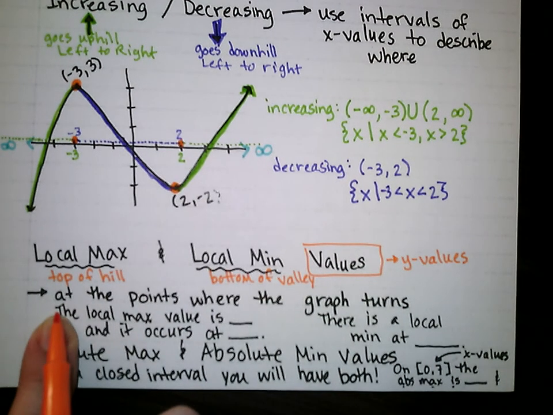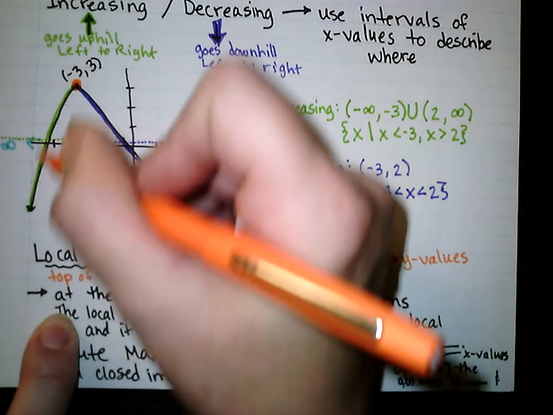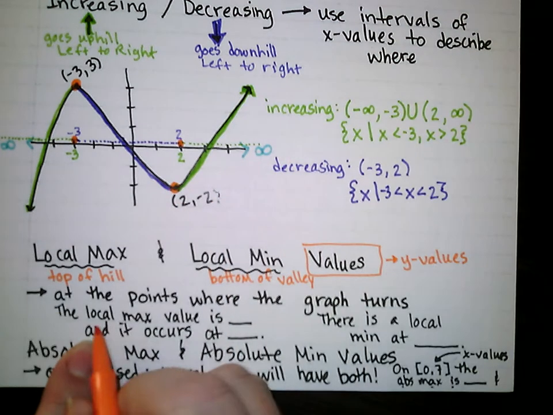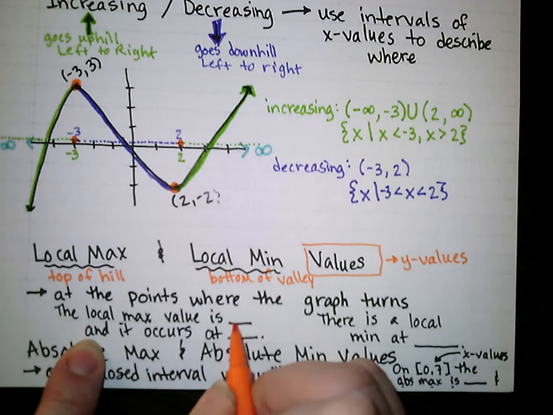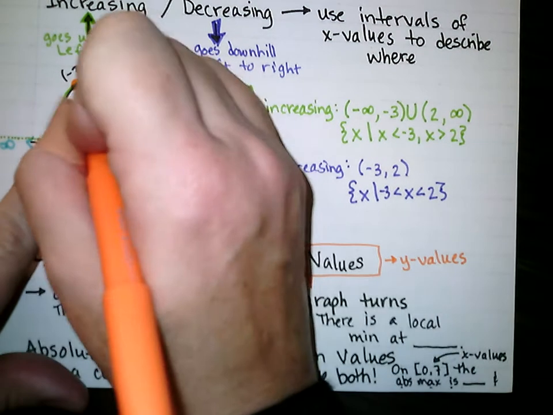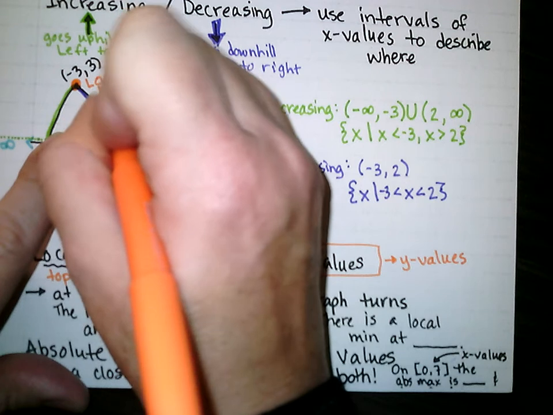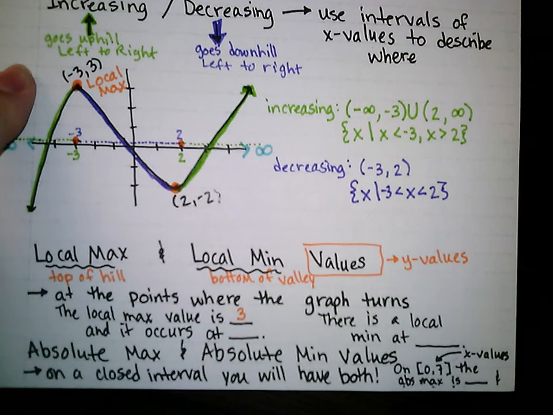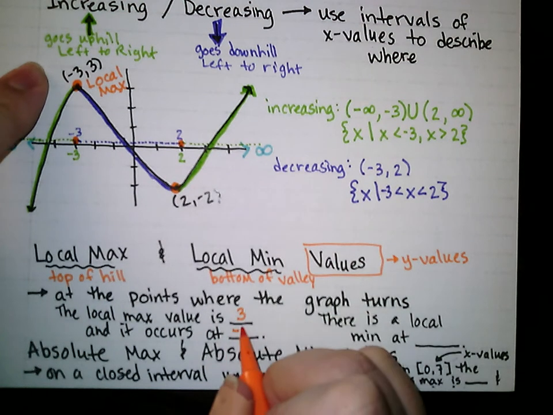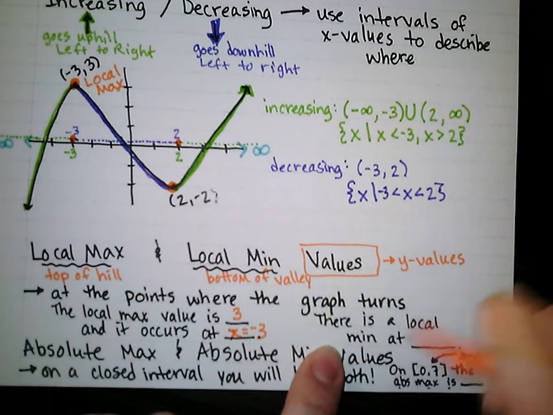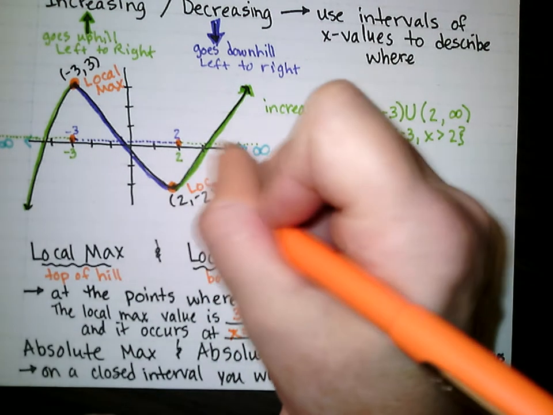So at these points where the graph turns, so goes from increasing to decreasing or decreasing to increasing, we would say the local max value is its y value. So here is a local max because it's up at the top. Its value is 3, and it occurs at x equals -3. Then we have a local min, that's down here.